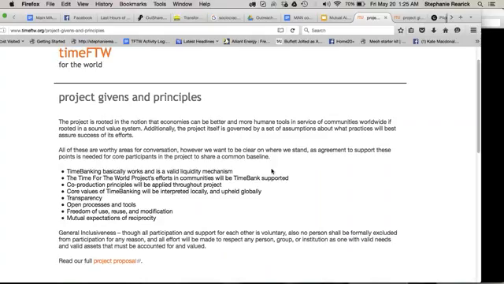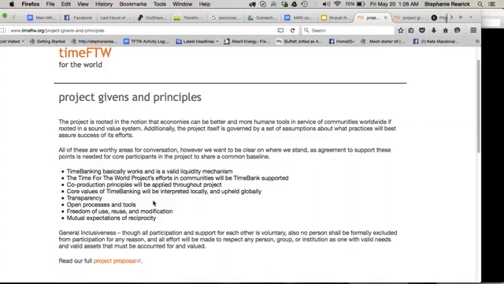Time banking basically works and is a valid liquidity mechanism. And we'll use the tools that we're talking about. We'll use time banking to accomplish our goals. We'll use co-production. We'll use the core values of time banking. And I like how he phrased this: core values of time banking will be interpreted locally and upheld globally. So just acknowledging there's room for different interpretations of time banking values, but that they were going to be very important. Then transparency, open processes and tools, freedom of use, reuse, and modification, and mutual expectations of reciprocity.